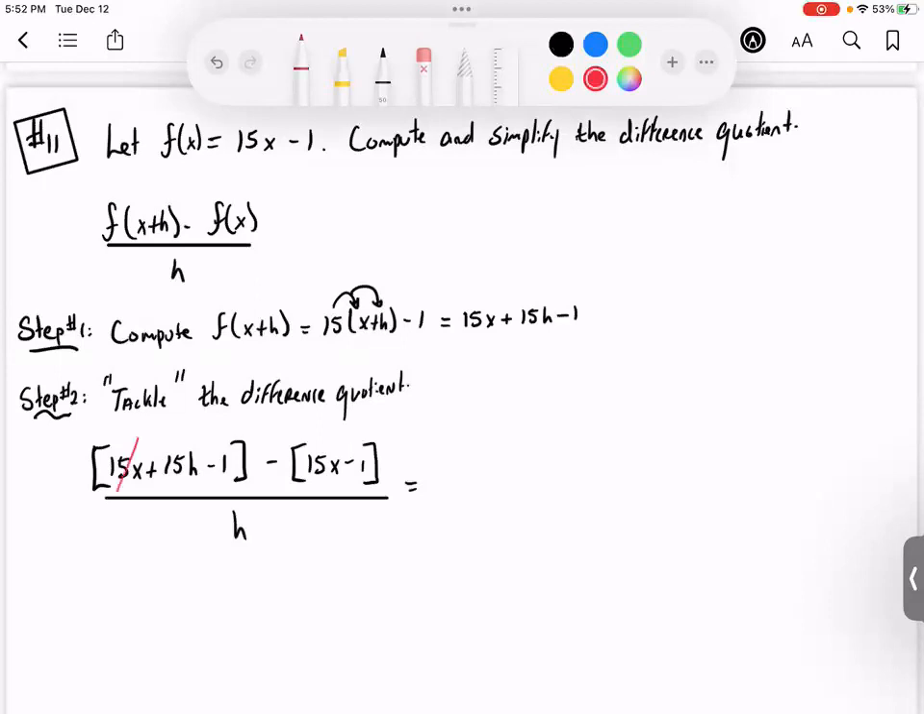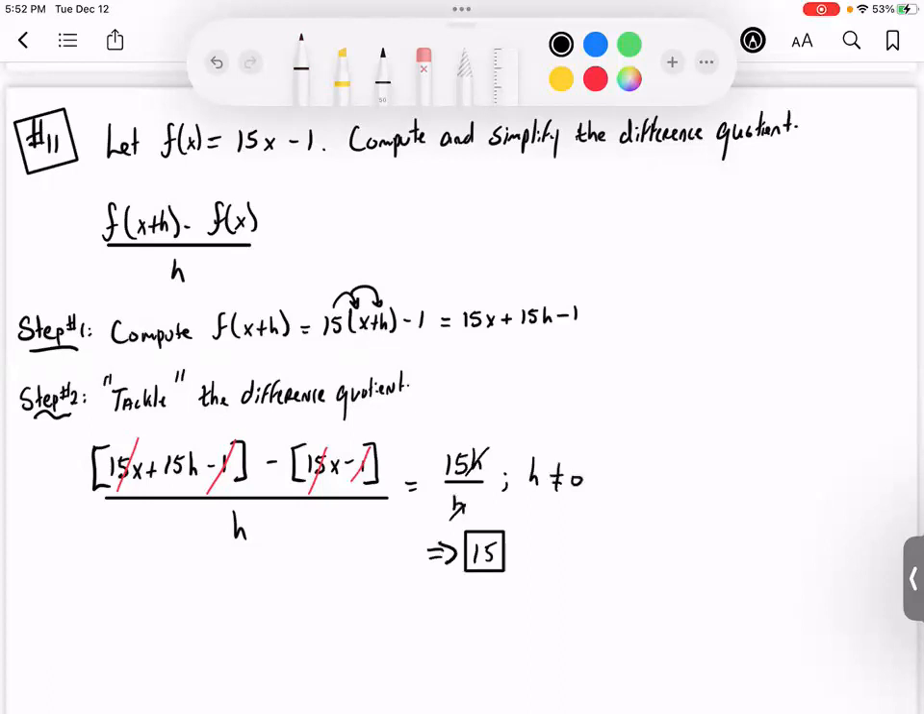Now, whatever they have in common between the two brackets, you can cancel it out. For example, they have the 15x in common. They have the negative 1s in common. So you can get rid of it. If you do, you'll get 15h over h. And as long as h is not equal to 0, the h's will also cancel, and you'll get 15 as an answer.